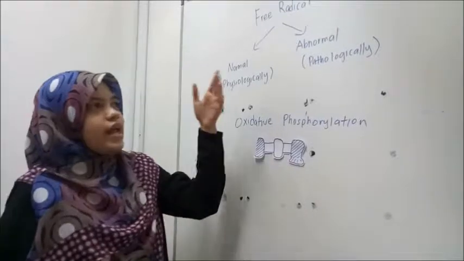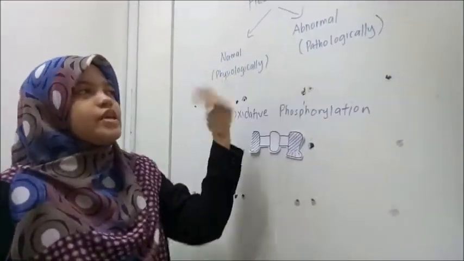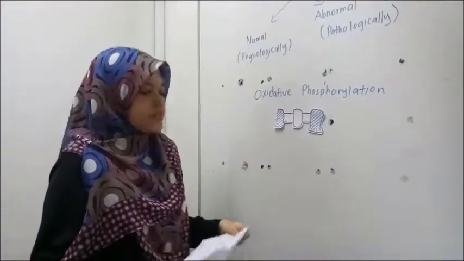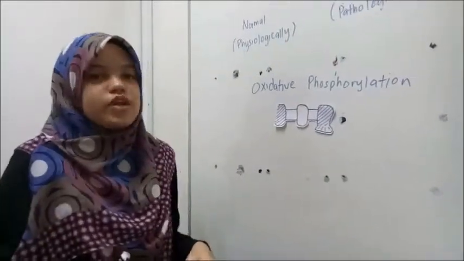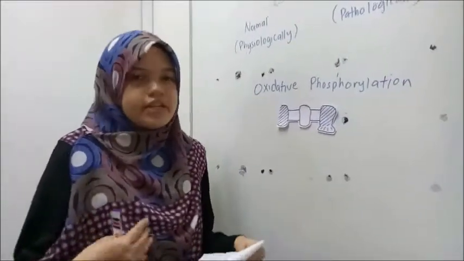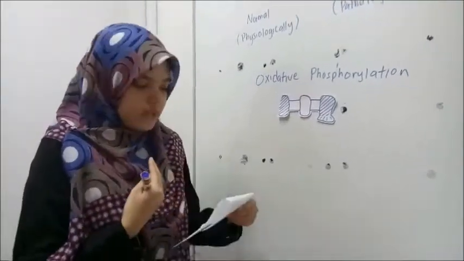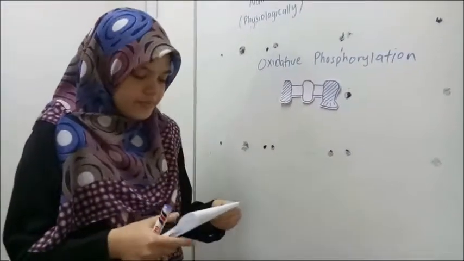Now I will explain how free radicals are formed in the cell, and it can be in two parts, which are the normal and abnormal. Normal is called physiological and abnormal is pathological. For the normal, the example is oxidative phosphorylation, which happens in our body, and this is a super important process to make ATP to be used by the cells in our body.